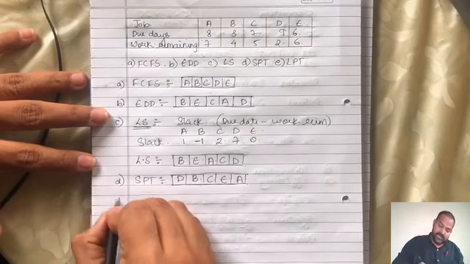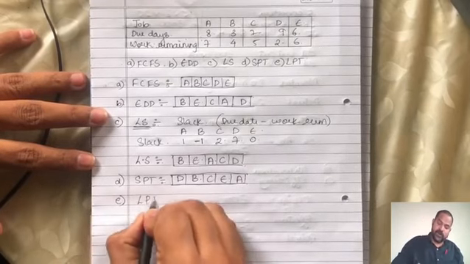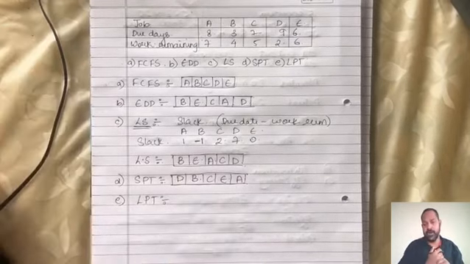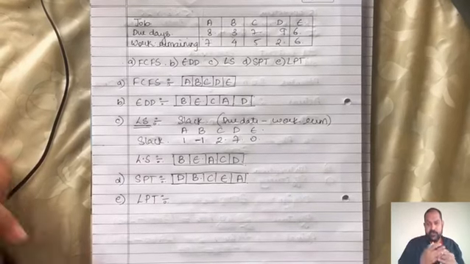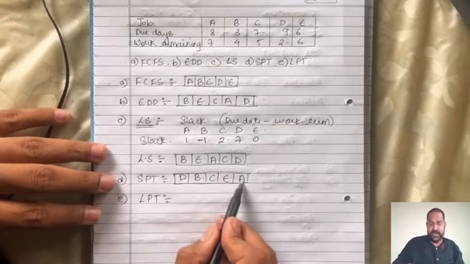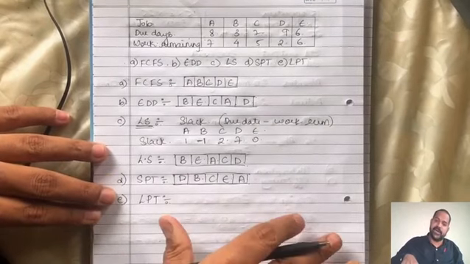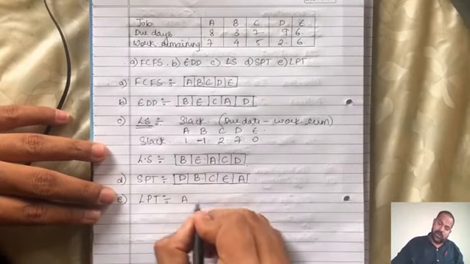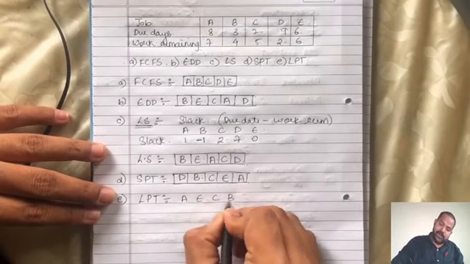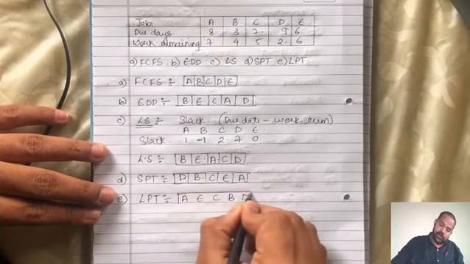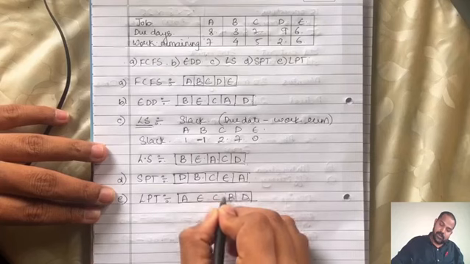And let's come to the last one, which is the longest processing time first, or LPT. Now if SPT is D, B, C, E, A, which is in an ascending order of processing time, then LPT will be in a descending order. So reverse, just write down A, E, C, B, D, and that is going to be your answer. And this is it.